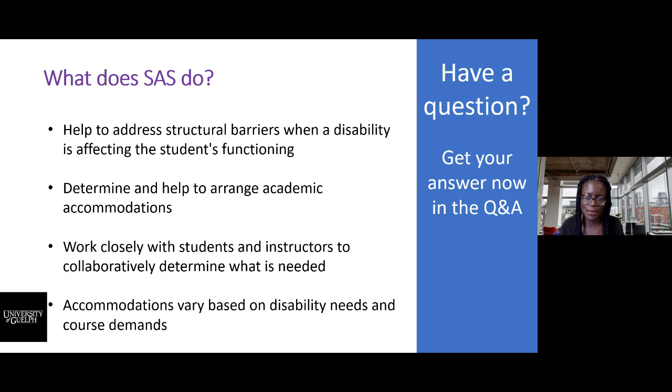And we'll say, well, that might be because your friend's disability works a little bit differently from yours, or it shows up differently from yours. So it's based on individual needs, but it's also based on course demands.